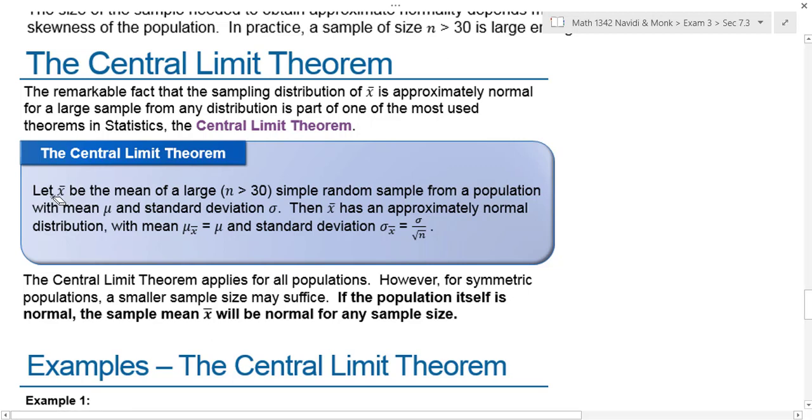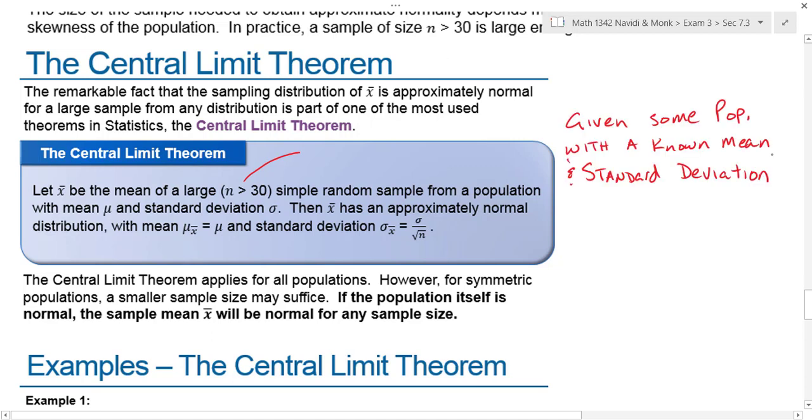It says let x bar be the mean of a large, at least 30 or more than 30, simple random sample from a population with a known mean and standard deviation. Then x bar has an approximately normal distribution with the mean for the sampling distribution equal to the population mean and a standard deviation for x bar equal to the population standard deviation divided by the square root of n. As long as your sample size is large and you're looking at a sampling distribution for the mean, we can assume normality of our distribution.